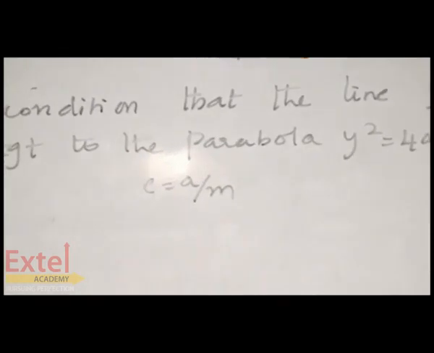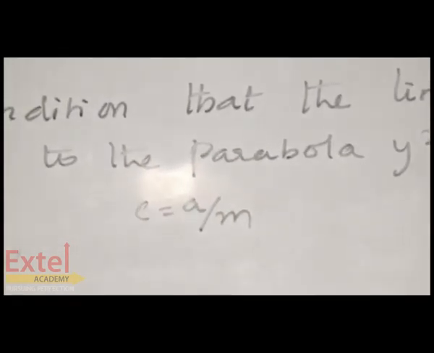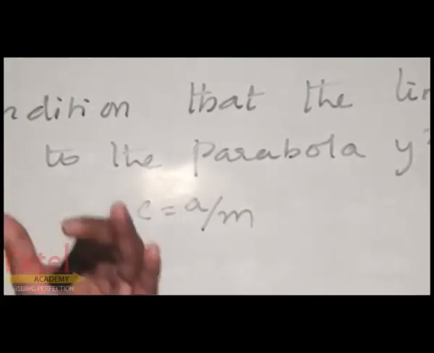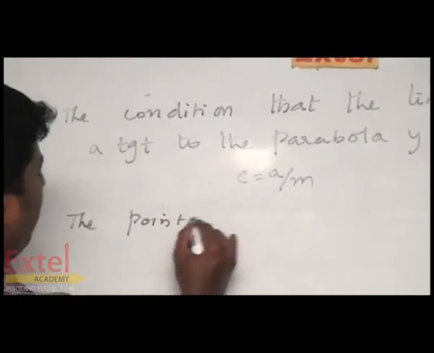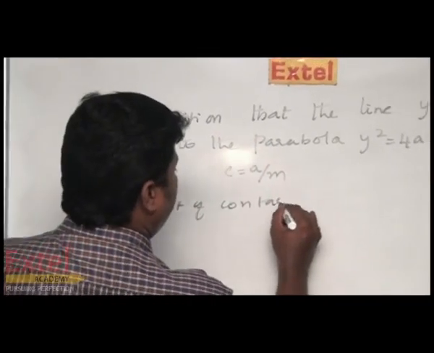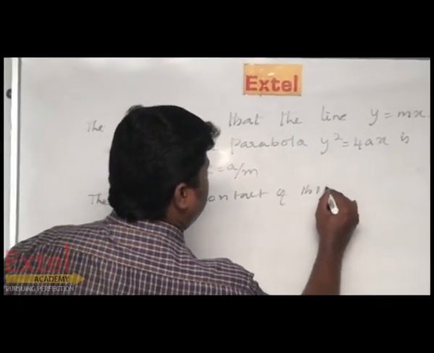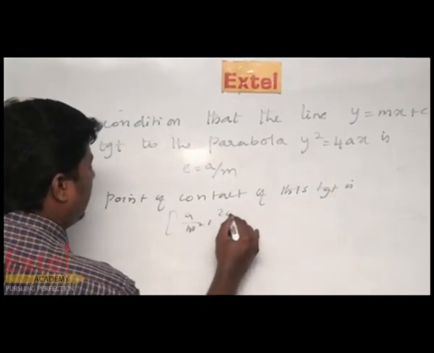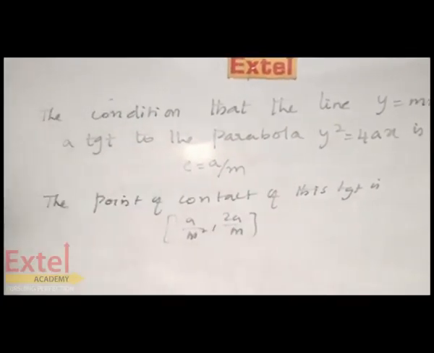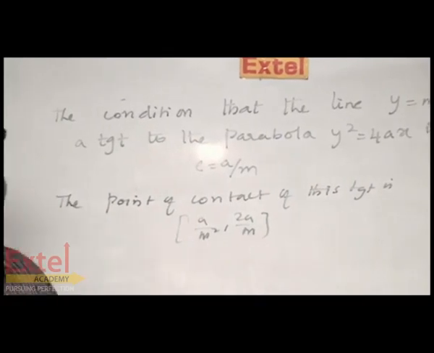The point of contact of this tangent: why I am giving this is that it is useful for your multiple choice questions, that is, your one word questions. You can directly find the point of contact using this result. The point of contact of this tangent is (a by m squared, 2a by m).